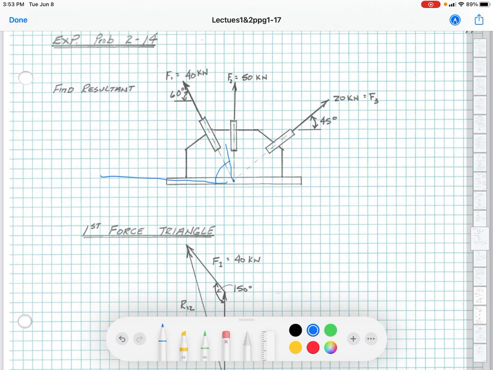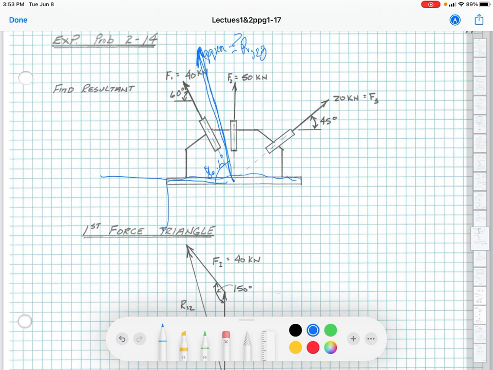So slightly less than 90. And we come up here, and it's the 99 kilonewtons. That's equal to R123, at 86.6 degrees. So that's our resultant. This vector right here is our resultant.